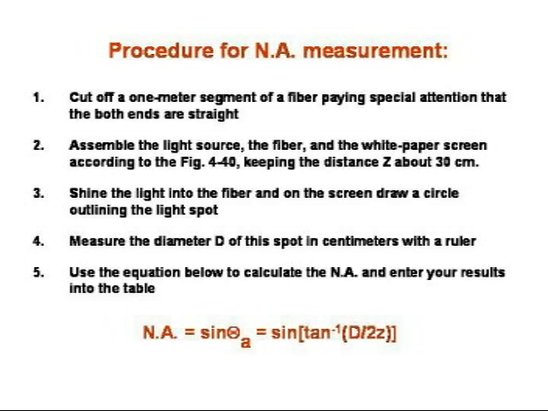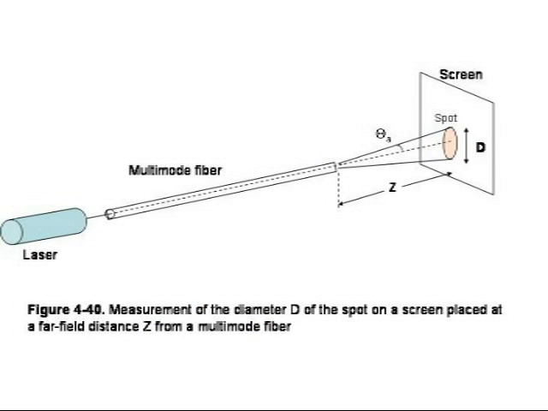Now let's go to figure 440, that shows all this assembly. You can see a laser illuminating that fiber. You see the distance z of the fiber from the screen. You see the spot on the screen with its diameter d, and you see the acceptance angle theta a, and you see that the tangent of this angle is equal to the radius of the spot over z. That agrees with the formula presented on the previous slide.